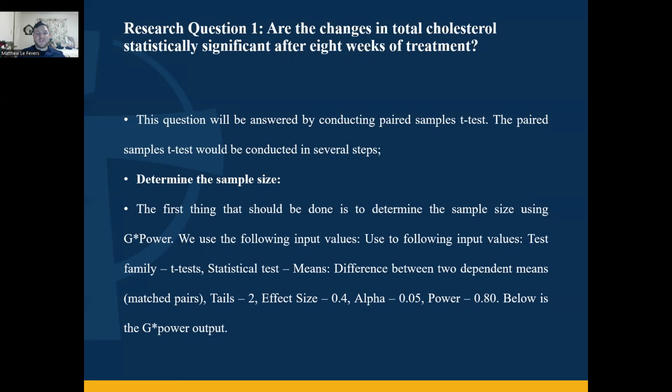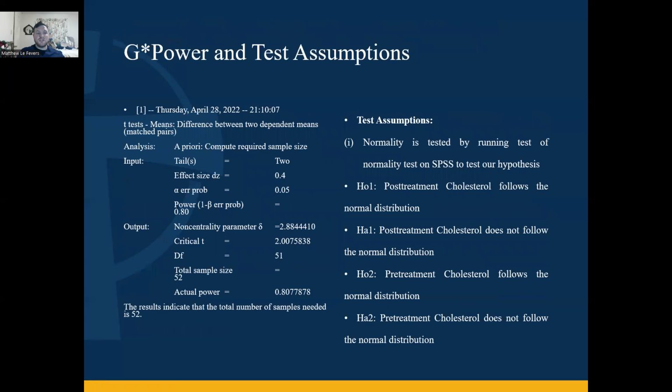First, we must determine the sample size. The first thing that should be done to determine the sample size is use G*Power. We use the following input values: a t-test family, statistical test means, difference between 2 dependent means, matched pairs, a two-tail test, an effect size of 0.4, alpha of 0.05, and a power of 0.8. Below, you can see the G*Power and test assumptions.